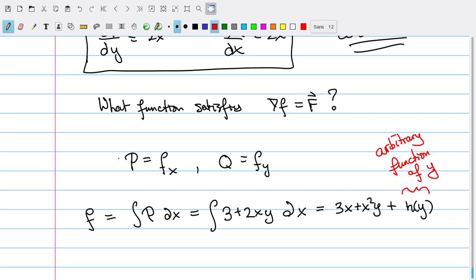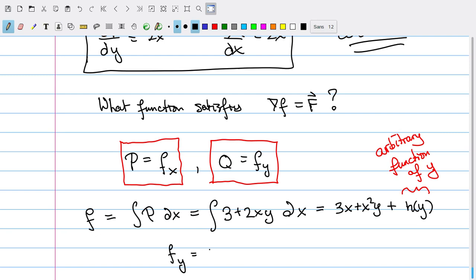And what I've used so far is one of my two equations, specifically that P is f sub x. To figure out what f actually has to be, I need to figure out what this arbitrary function is. So I need to use my second equation here to do this. Q should be equal to f sub y. And now that I have this wonderful expression for f, I can take its partial derivative. So this will say that f sub y is equal to x squared plus h prime of y. However, f sub y was supposed to be Q.